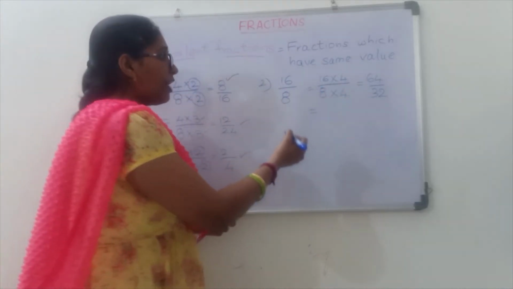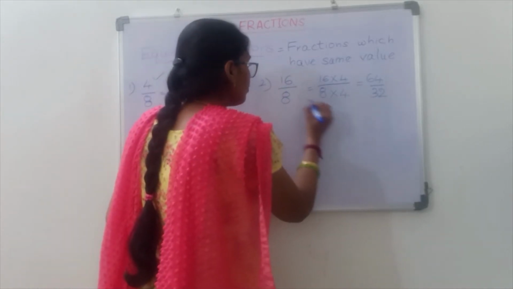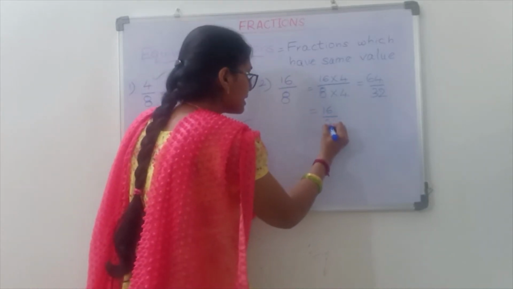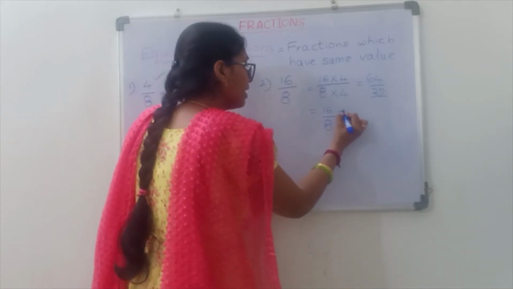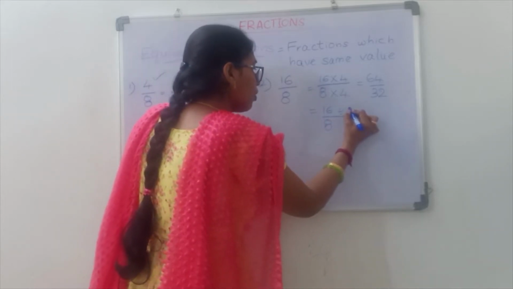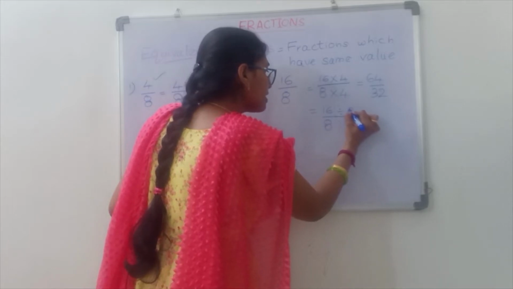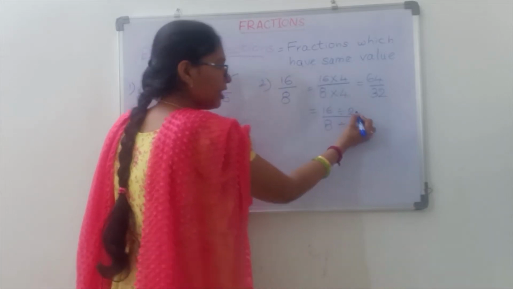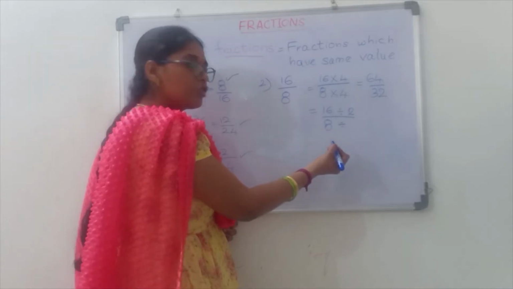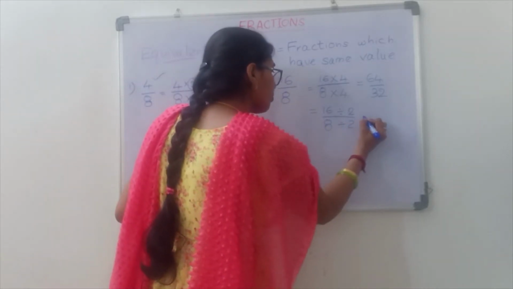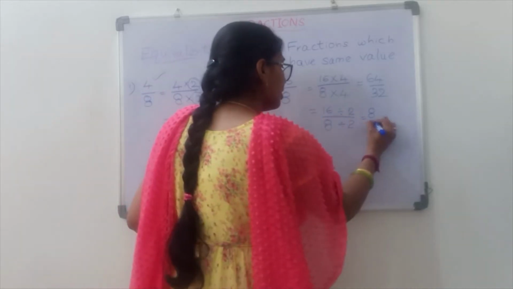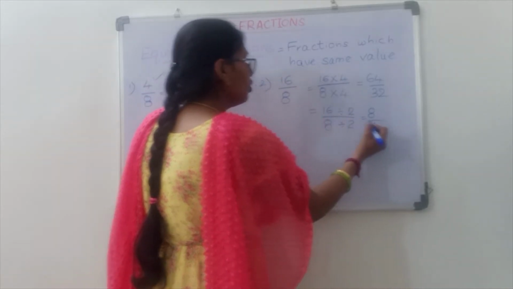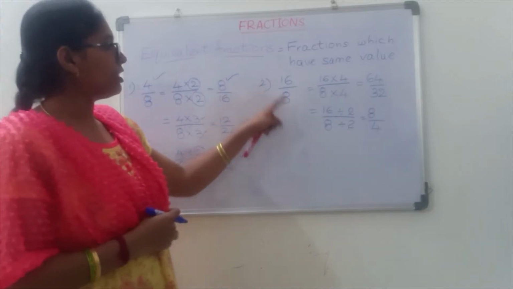We can also divide with same number. First we should write the given fraction as it is and then divide both numerator and denominator by same number. Okay, divide it by 2. Here numerator we divided by 2, right? So denominator also should divide by same number 2. 16 divided by 2 is 8. 8 divided by 2 is 4. So we got another equivalent fraction for 16 by 8.